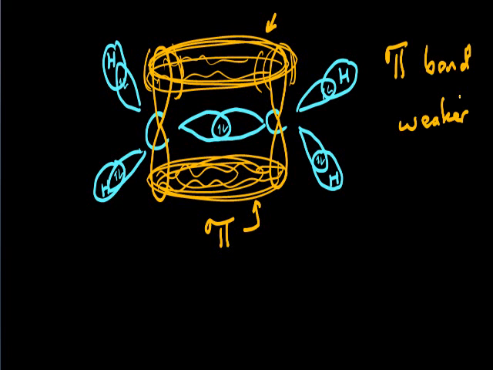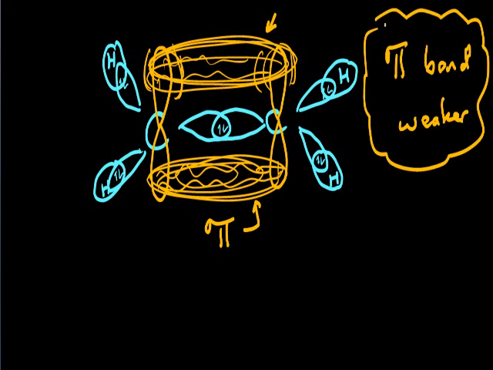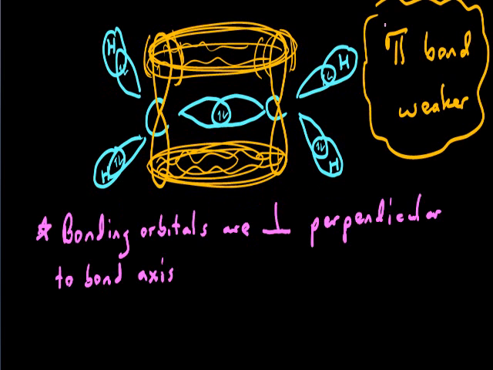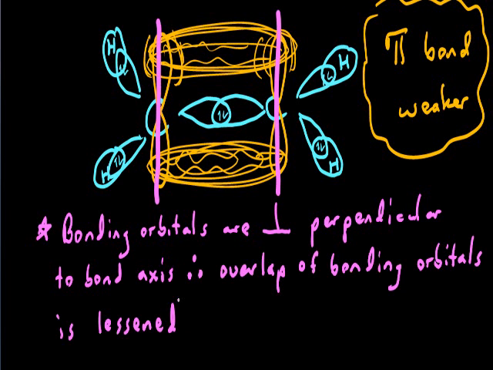Now a pi bond tends to be weaker than what we see for a sigma bond in our covalent bonding structure. One of the reasons is that if we notice our bonding orbitals for making our pi bond, these bond orbitals are actually perpendicular to the bond axis between the carbon atoms. Because it's only the edges of the electron clouds touching, the overlap of the bonding orbitals is lessened compared to what we see in a sigma bond, and this contributes to a pi bond being slightly weaker than a sigma bond.